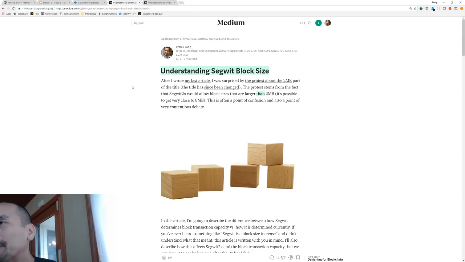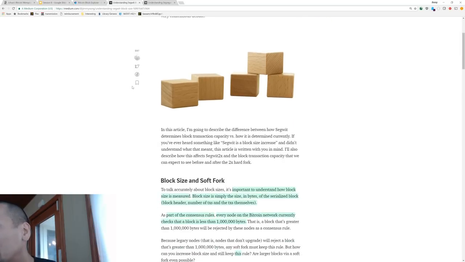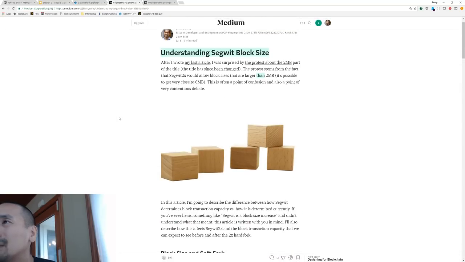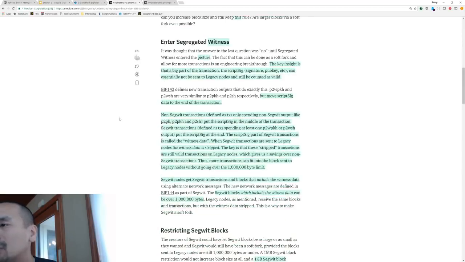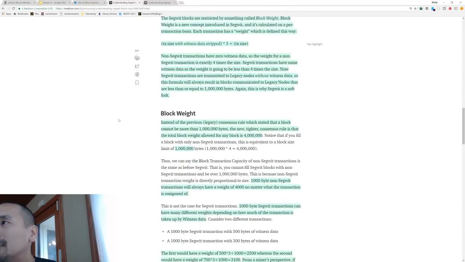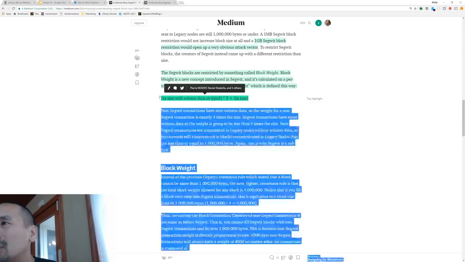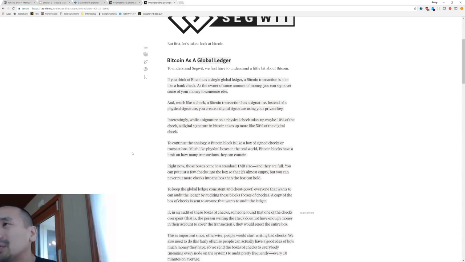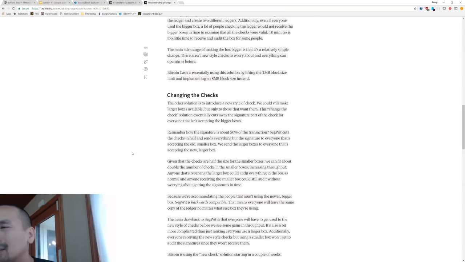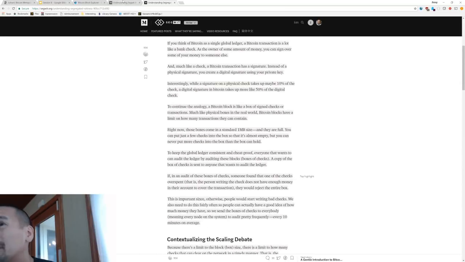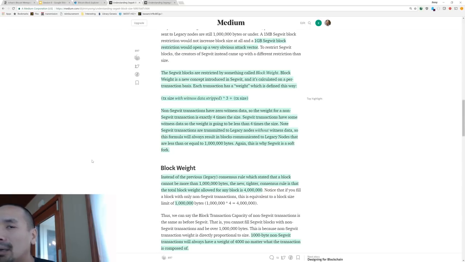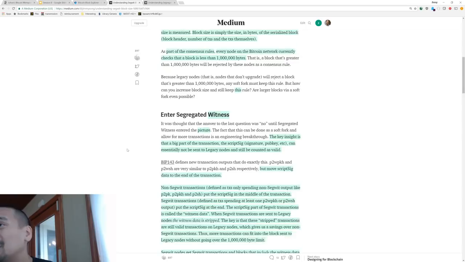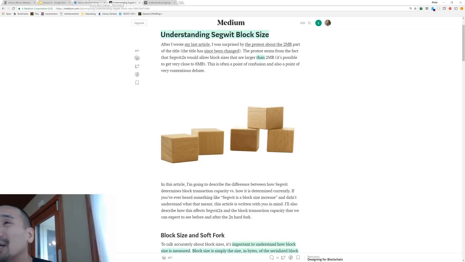All right, so anyway, I did write a couple of articles regarding this. This is Understanding Segwit Block Size. This talks about the actual calculation. Here's that calculation: TX size with witness data stripped times 3 plus TX size. And there's another article I wrote, Understanding Segregated Witness. This isn't quite as technical. It just explains what's going on and making the box bigger and stuff like that.